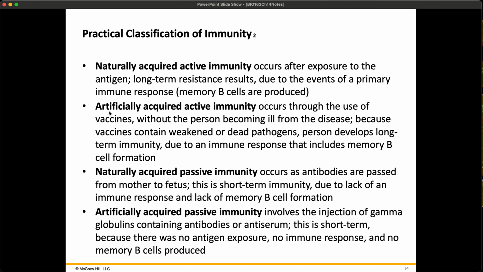The other kind is artificially acquired active immunity. This is, again, something like with vaccines, flu vaccines and COVID vaccines. I don't love using that one because it is important to get boosters for the new strains that come up. But it is one of those examples where, yes, you are being given a weakened or deadened version of this pathogen, but it's still just enough to cause your body to trigger this immune response.